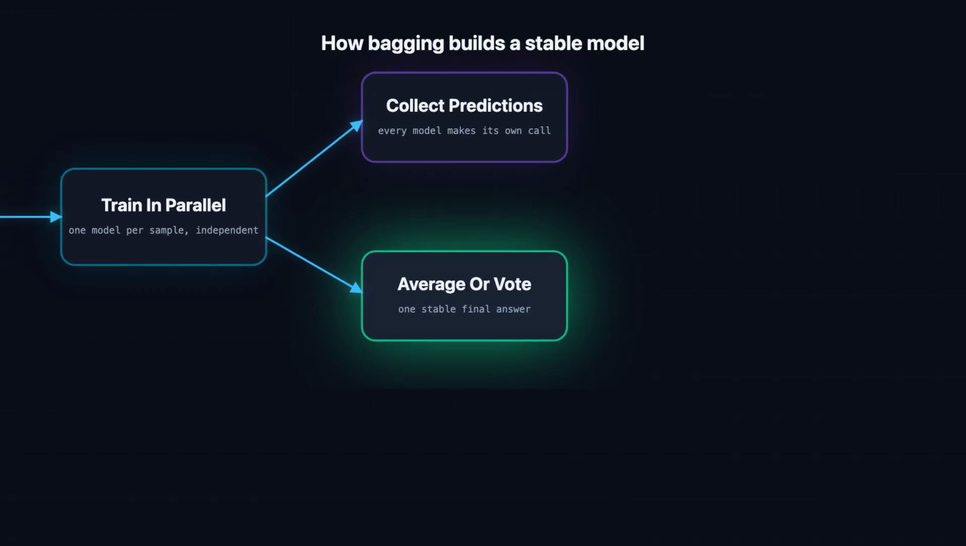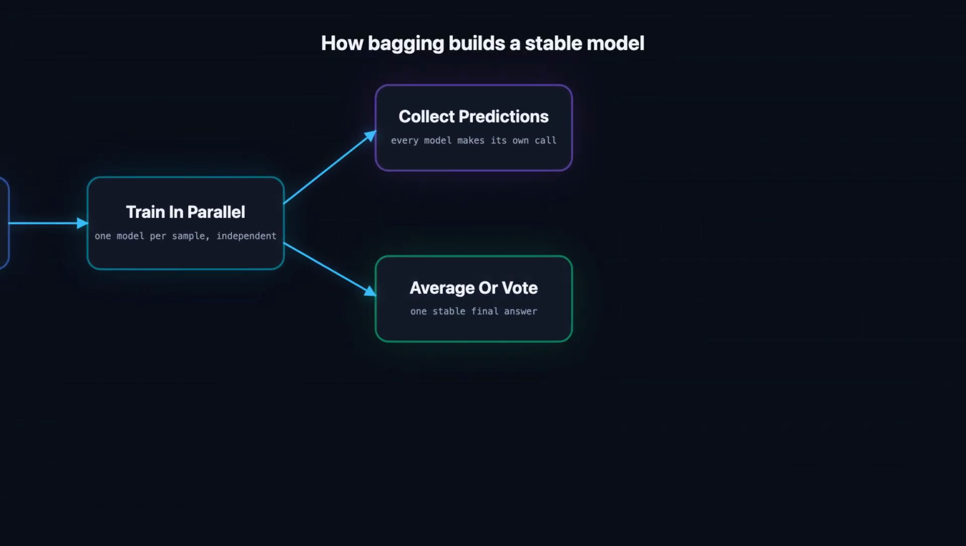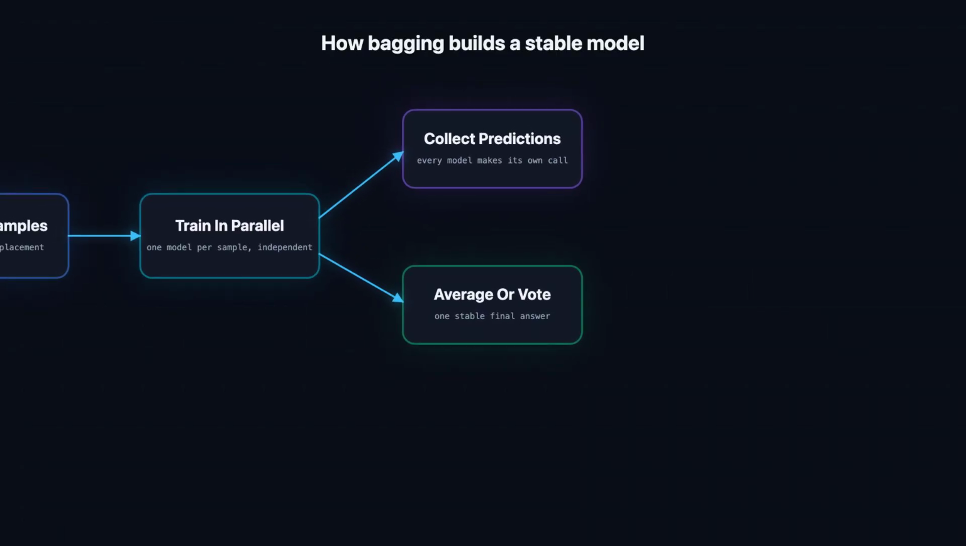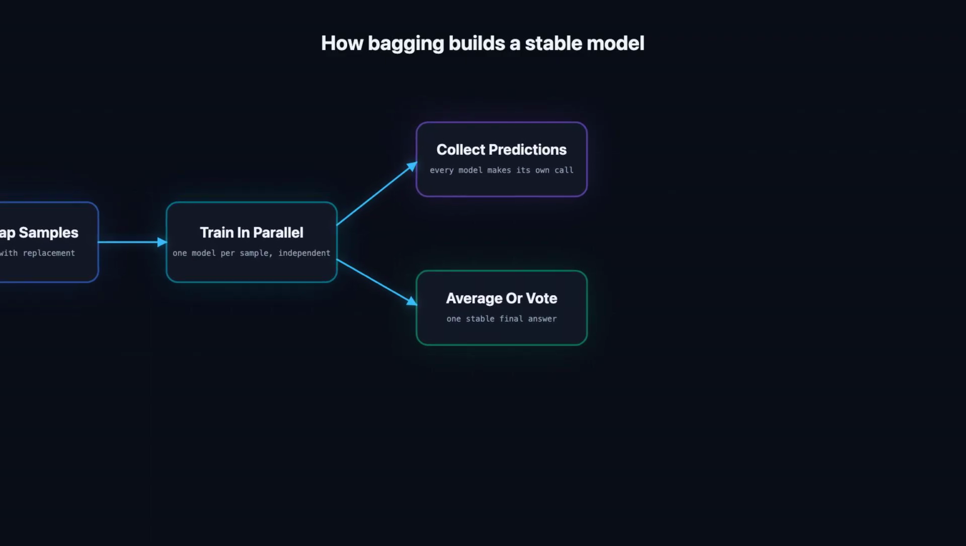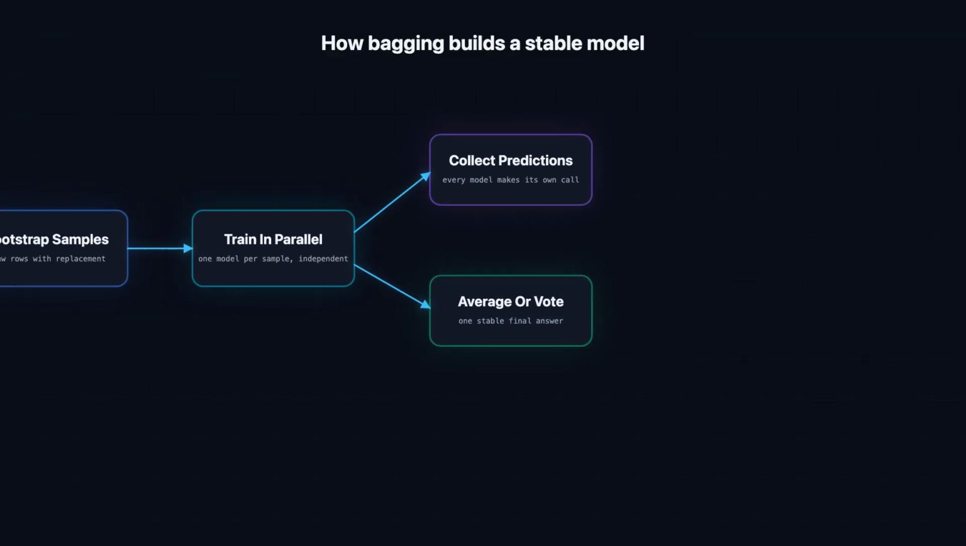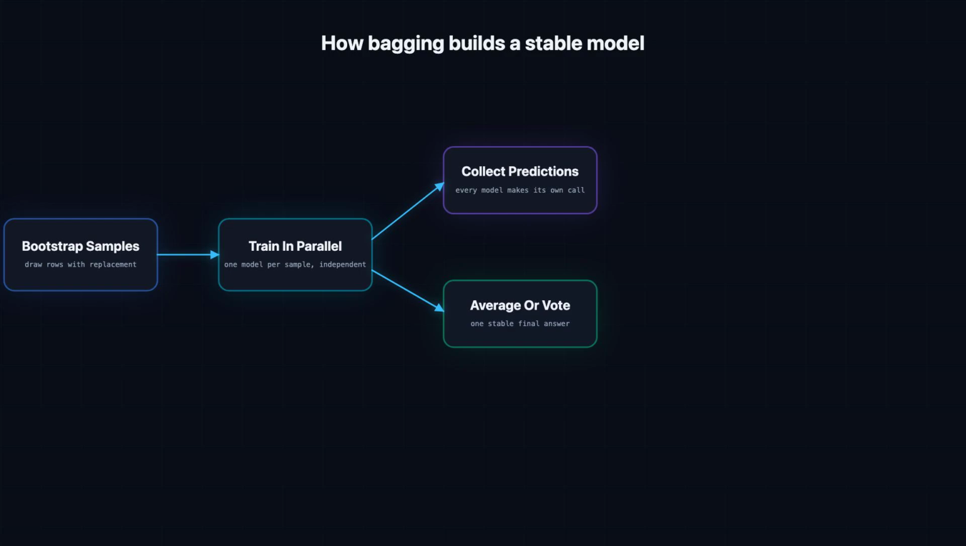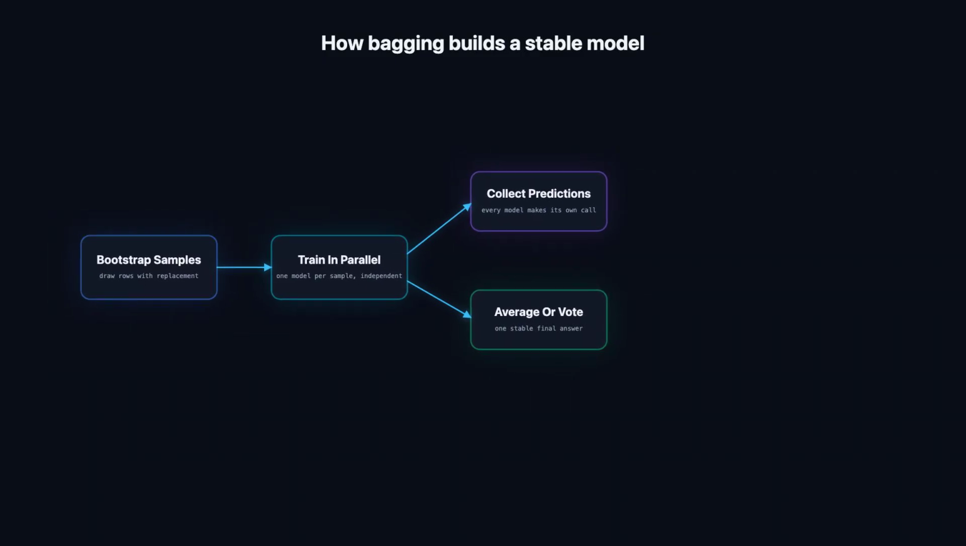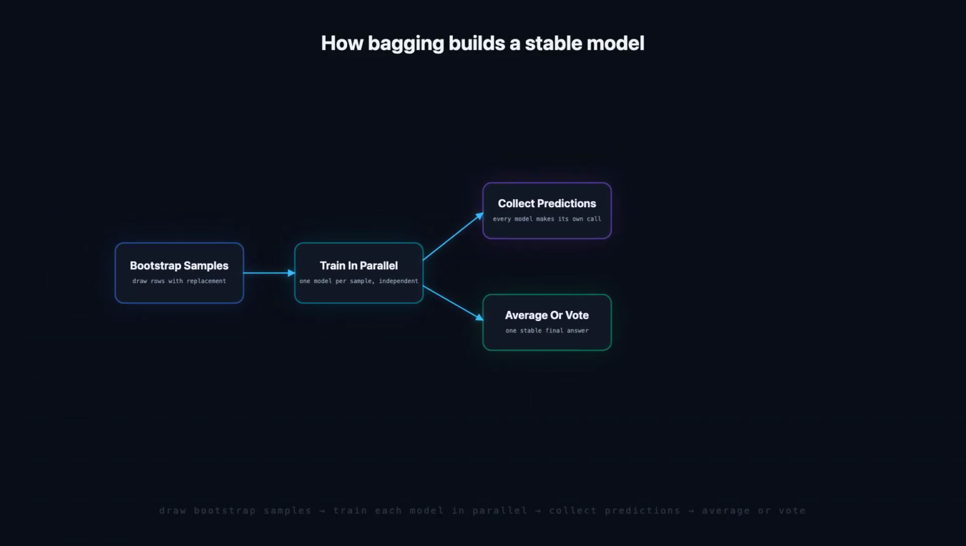Finally, you combine them. Average the predictions for regression, or take a majority vote for classification. The independent errors point in random directions and cancel, while the shared signal survives. So the pooled answer is far steadier than any single model, with no extra bias introduced.